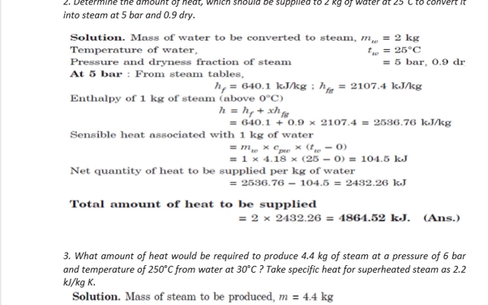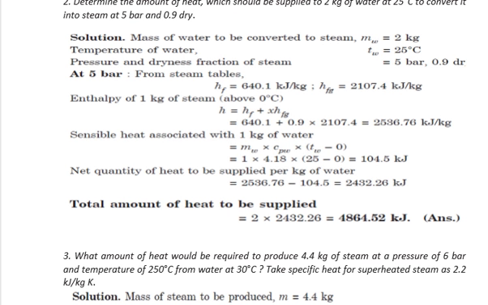Then you have to determine the sensible heat associated with 1 kg of water, because the main objective of this numerical is to convert the water to steam. You have to find out the sensible heat associated with 1 kg of water. m Cp delta T is the standard formula: m_w Cp_w (T_w minus 0). Cp_w value is given as 4.18. So 1 into 4.18 into 25 minus 0, we get 104.5 kilojoule, which is the sensible heat.